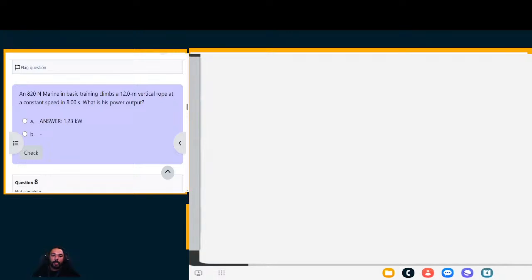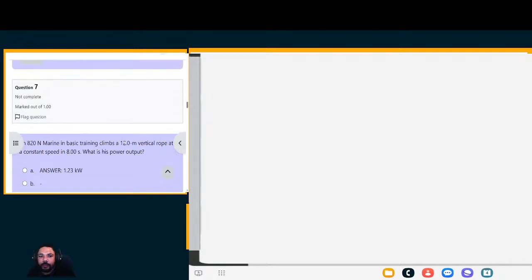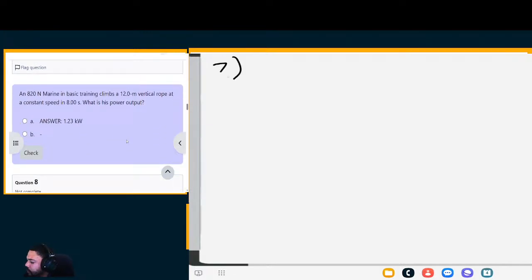Question 7. So question 7 tells us the following. An 820 Newton marine in basic training climbs a 12-meter vertical rope. So this marine is climbing up a rope at a constant speed in 8 seconds. Okay, what is his power output?